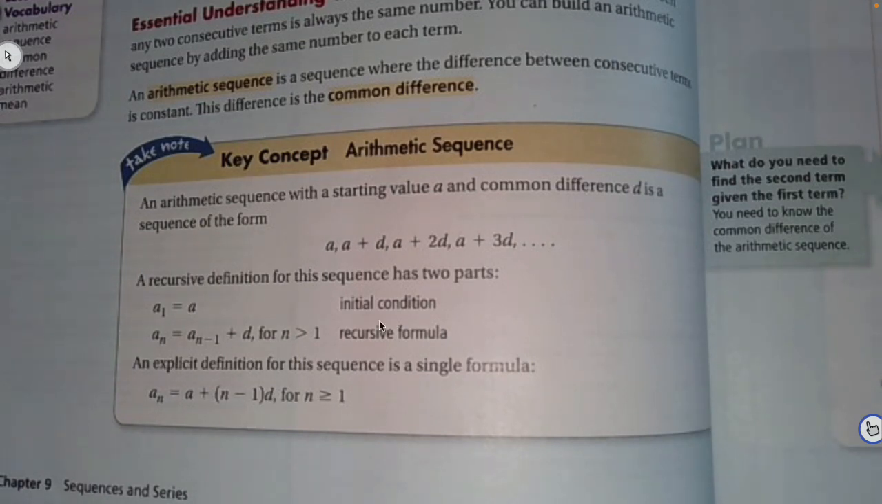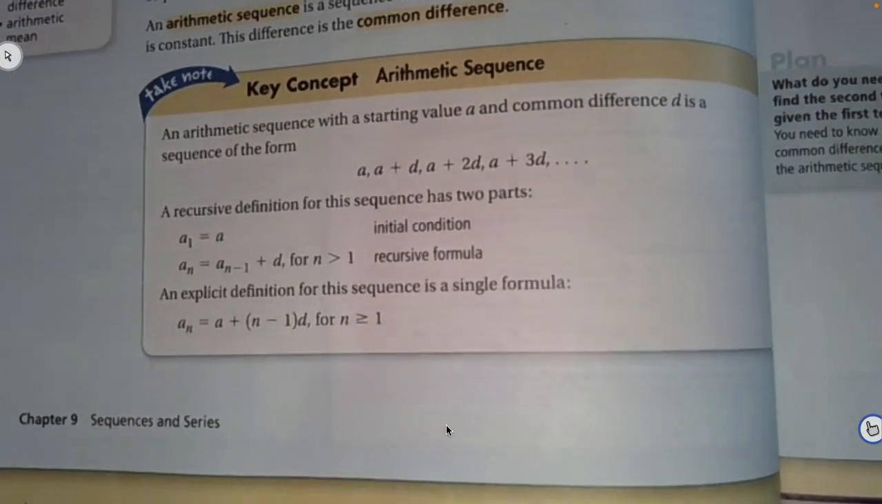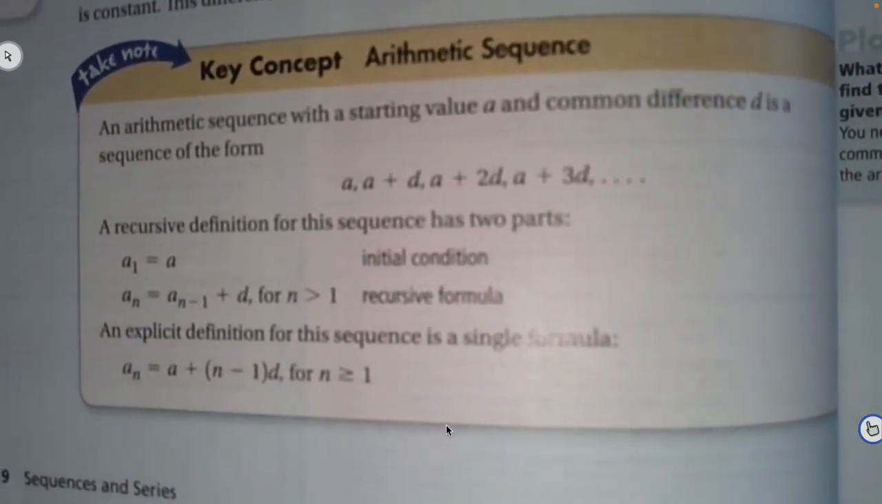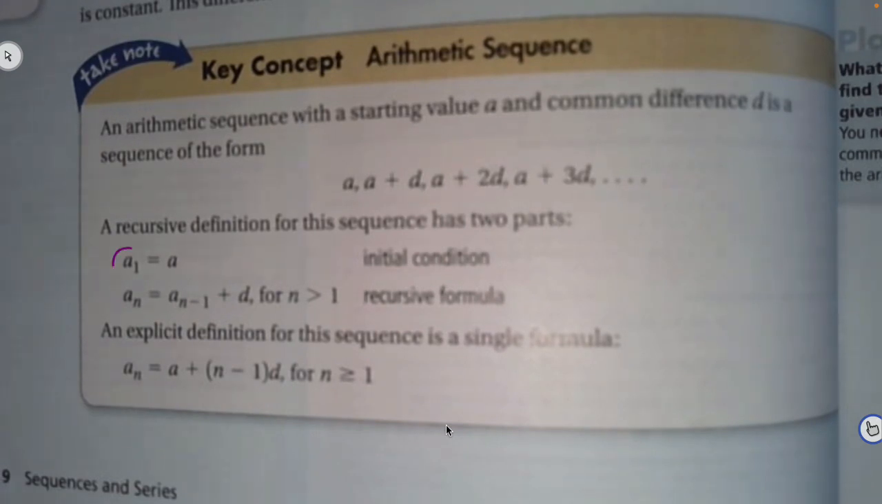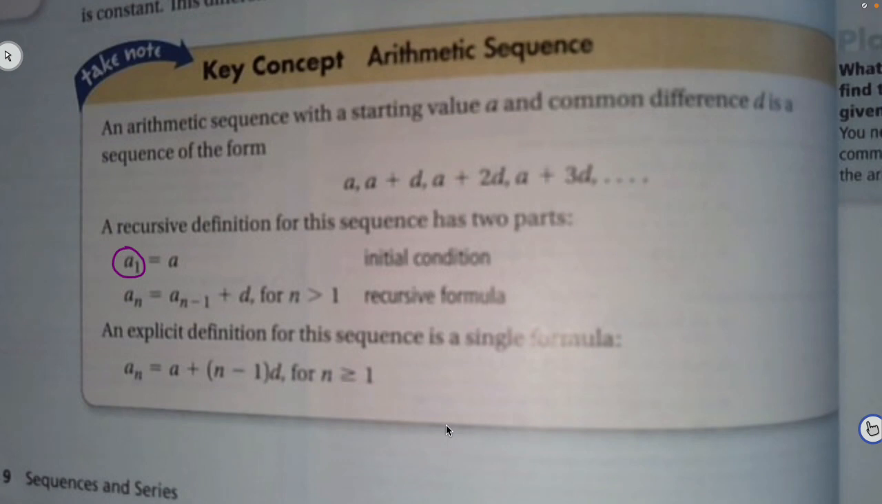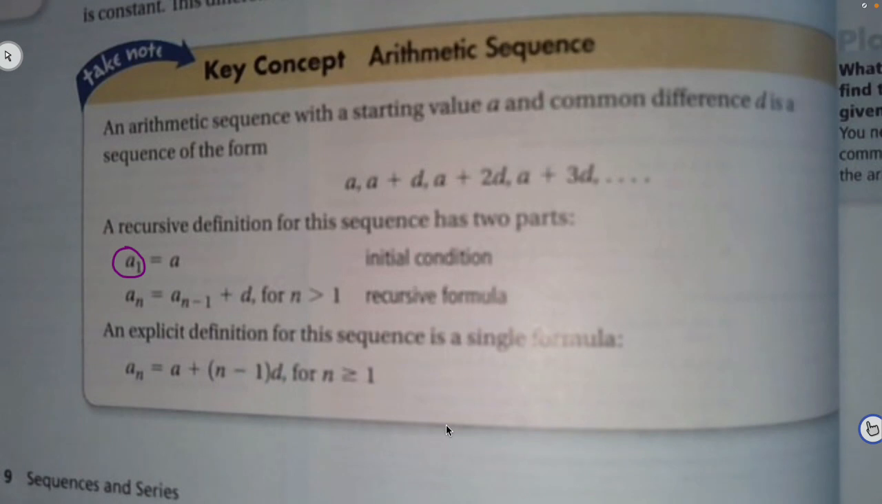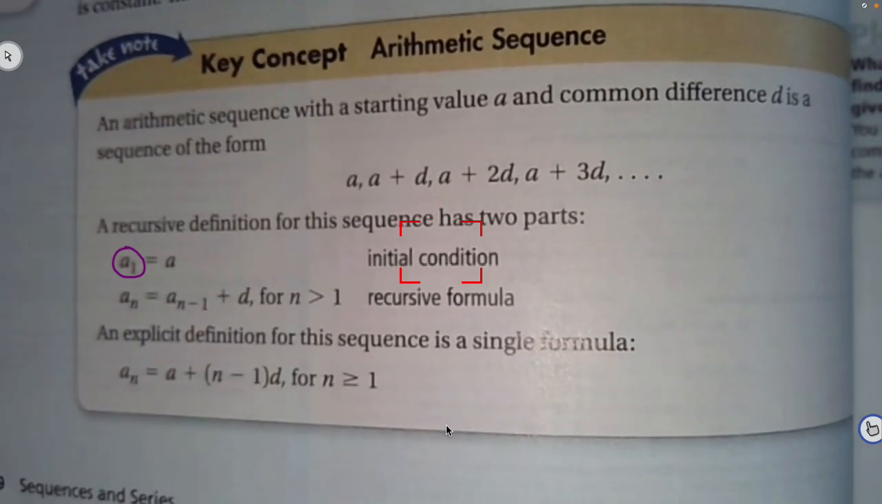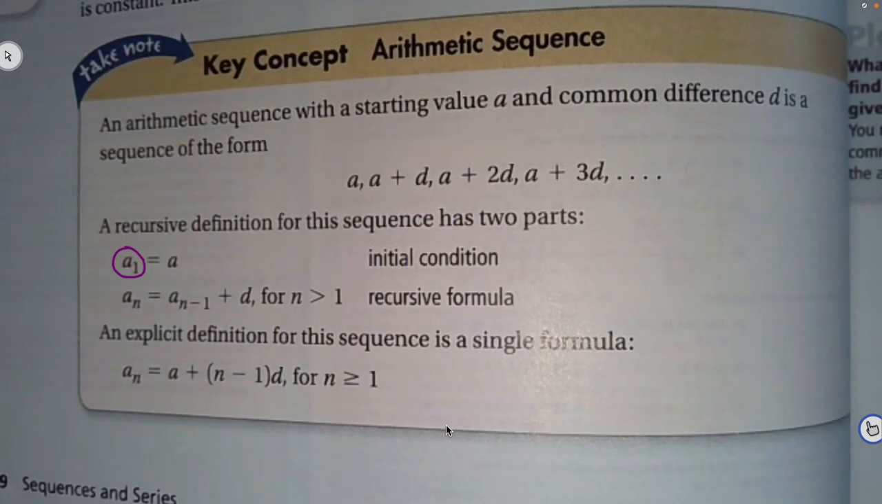We have a recursive formula and an explicit formula. So I'll zoom in. The recursive formula, they always tell you what number you're starting with. That means that's your first term. So if I started with the number 2, then I would write a sub 1 is 2, whatever your first number is. Then they define the sequence. I know that's a little blurry. They're saying, here's your previous term plus the difference.